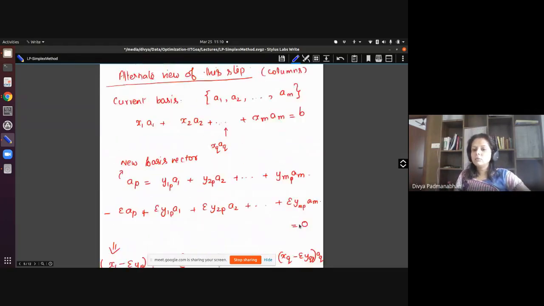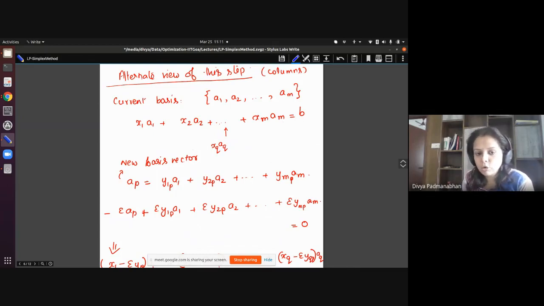Okay, so we saw one view of this in terms of these row operations. Now another way to see this is in terms of the column view. The current basic feasible solution has basic variables x1 to xm, and a1 to am are the columns of the matrix A. So what is happening is a linear combination of these columns is giving you b. That should be quite obvious, right? It's a linear combination of these columns, the weights are given by these x's, and that is going to give you b because all the others, xm plus 1 to xn, are zeros.